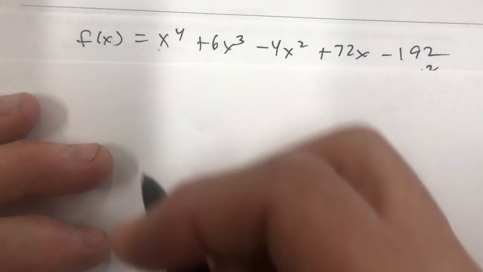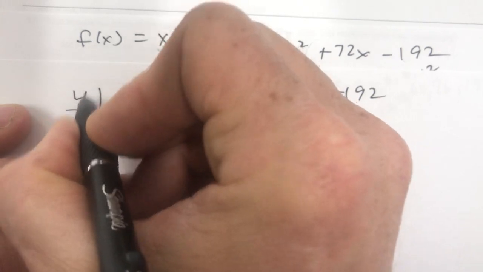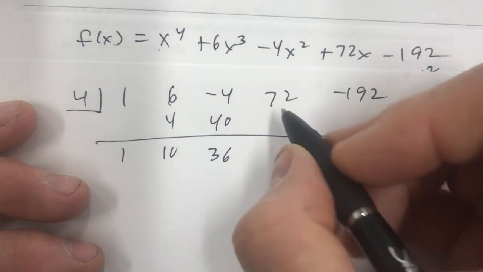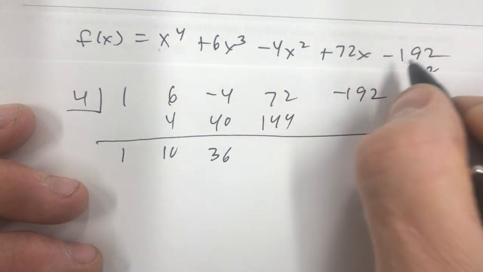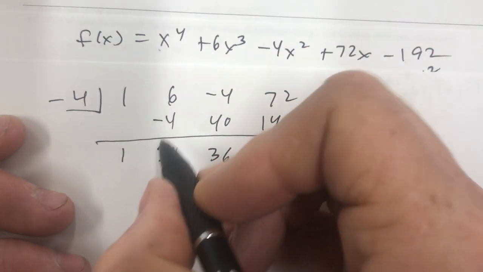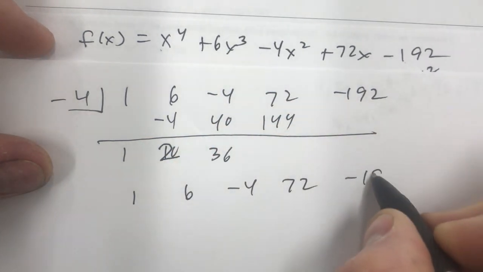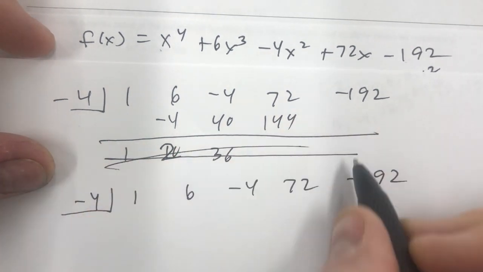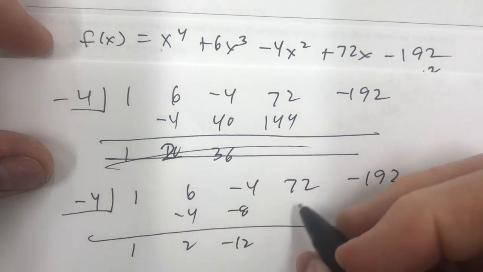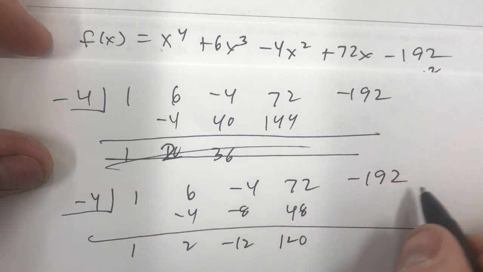All right. Let's try 1, 6, negative 4, 72, negative 192. Let's try 4. 1, 4, 10, 40, 36. This, I think, is going way far off. 144, yeah, it's not. Let's try negative 4 instead. Negative 4, which makes this a 2. Here, let me just write it over. I don't want to confuse you. Okay, 1, negative 4, 2, negative 8, negative 12, 48. No.